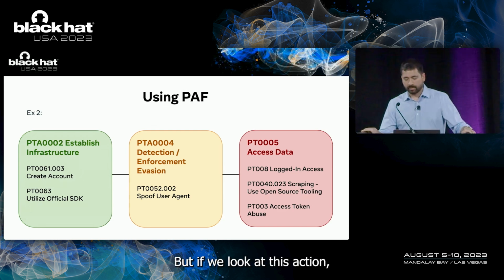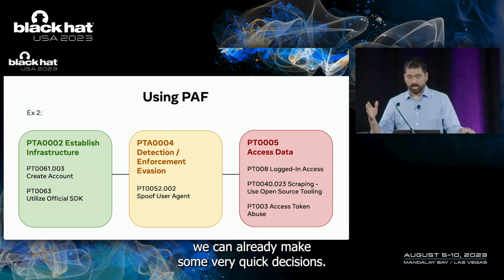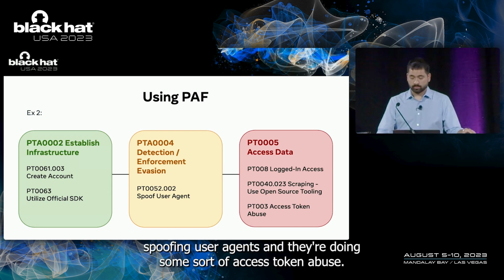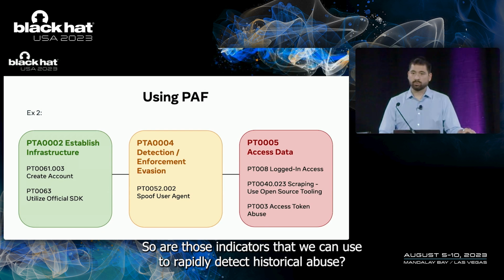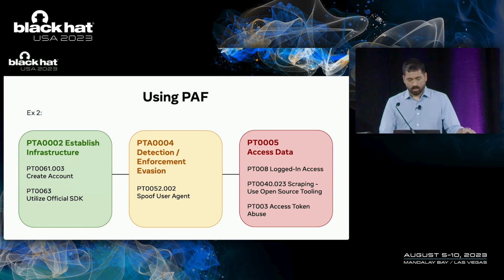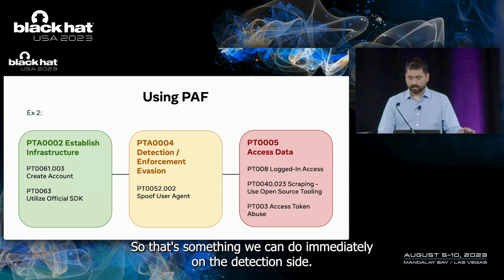But if we look at this action, we can already make some very quick decisions. So on the detection side, right, they're spoofing user agents and they're doing some sort of access token abuse. So are those indicators that we can use to rapidly detect historical abuse? Maybe they're using hard-coded user agents. So that's something we can do immediately on the detection side.